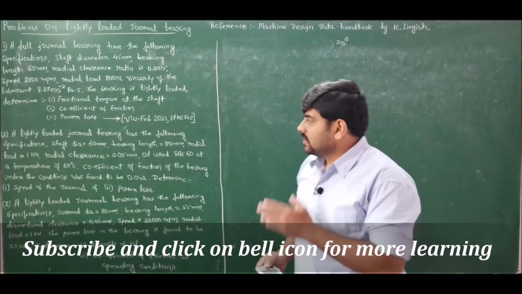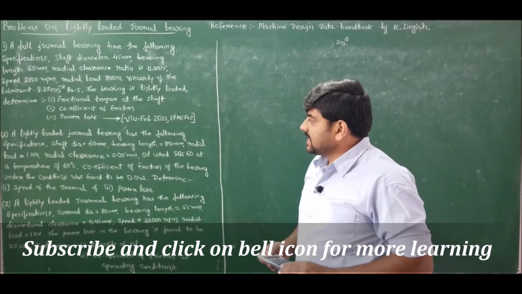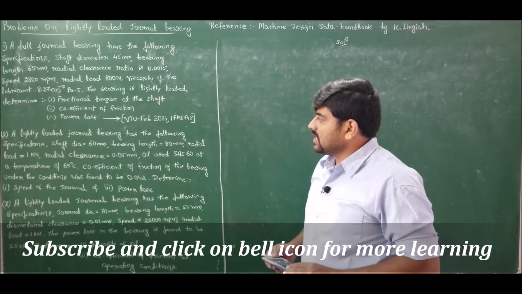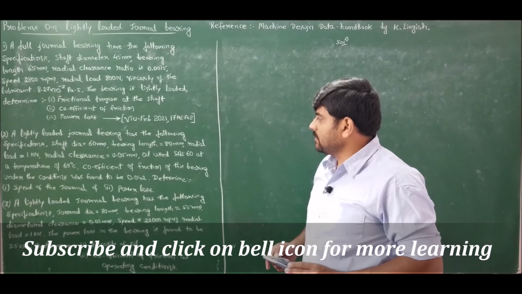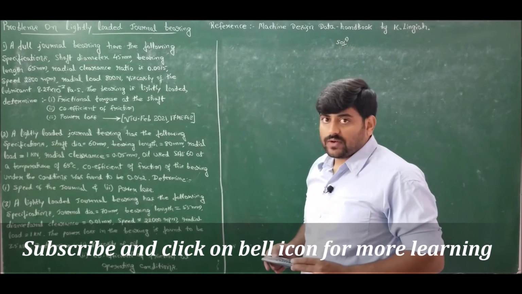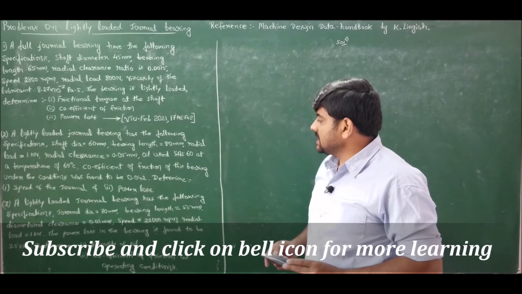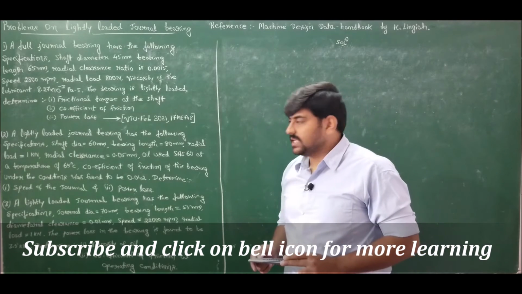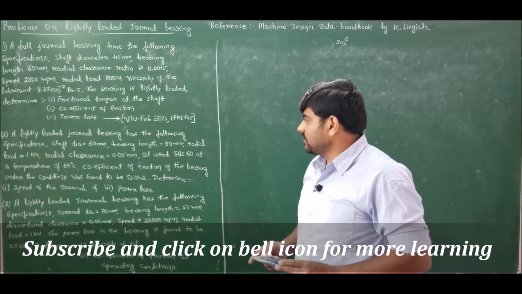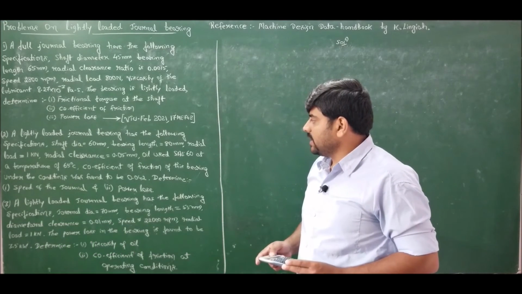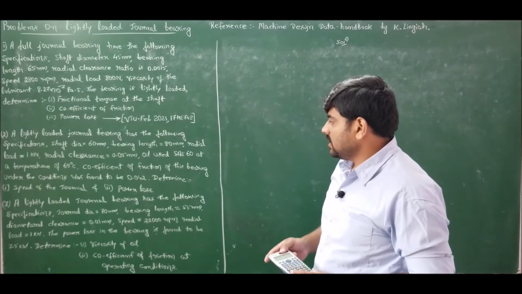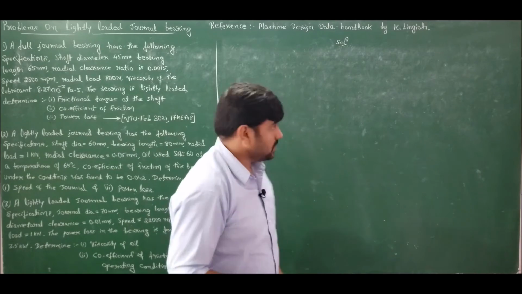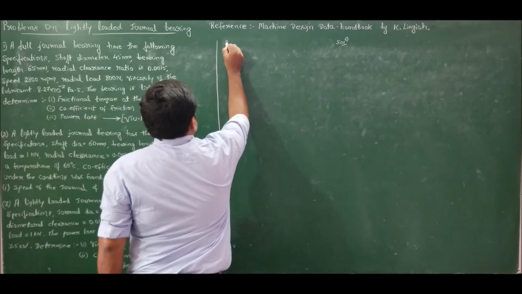Now moving ahead to problem number 2, which states that a lightly loaded journal bearing has the following specifications: shaft diameter 60 mm, bearing length 80 mm, radial load 1 kN, radial clearance 0.05 mm, oil used SAE 60 at a temperature of 65 degrees Celsius. Coefficient of friction of the bearing under the condition was found to be 0.042. Determine speed of the journal and power loss. Let us solve problem number 2.